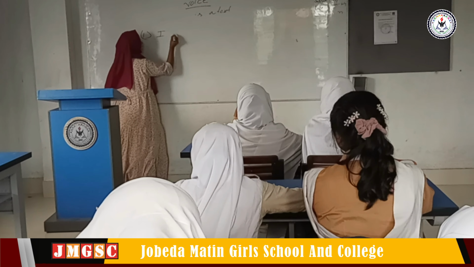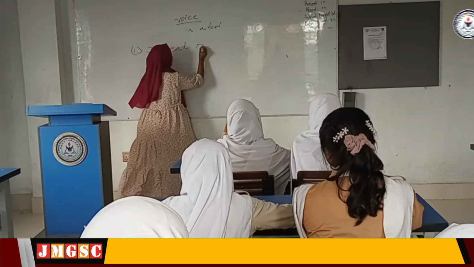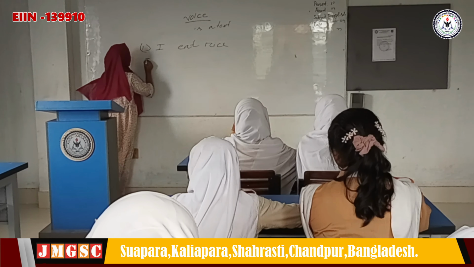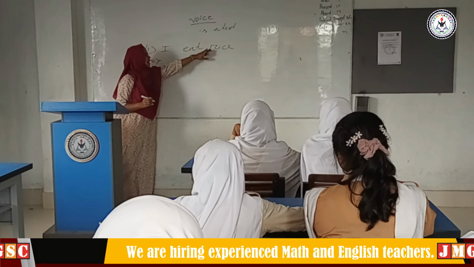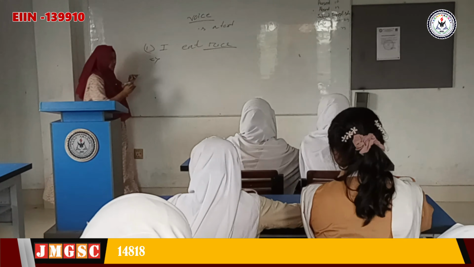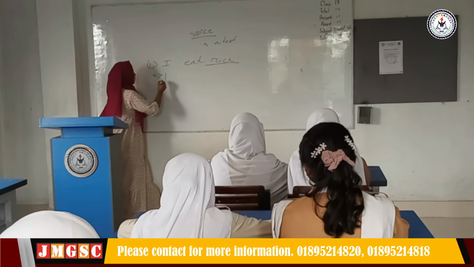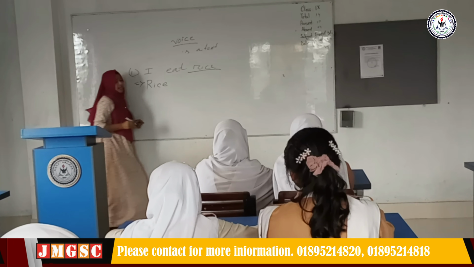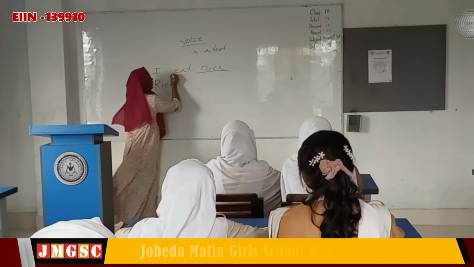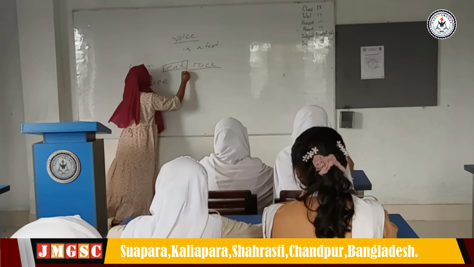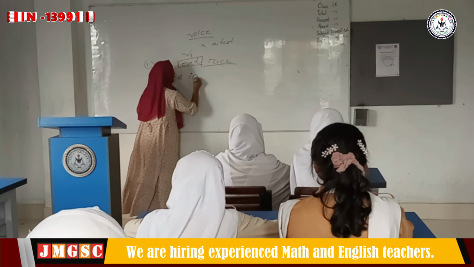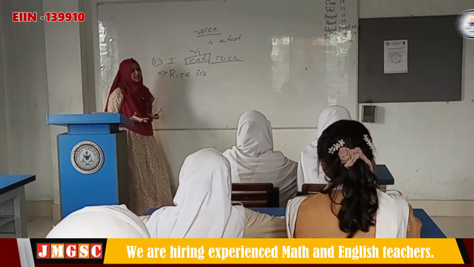Example number 1: I eat rice. How can we make it passive? At first we have to make the object a subject. Here the object is rice, right? I am going to make it the subject, rice. Then we have to add an auxiliary verb according to the verb. Here the verb is eat and this is simple present tense, right? Then we will add is: rice is.